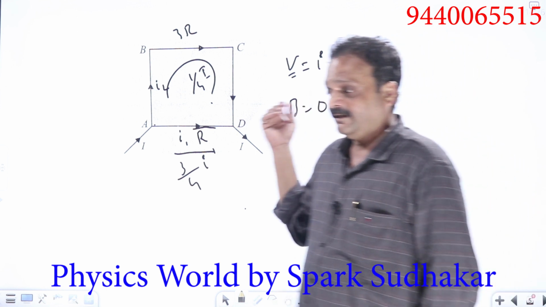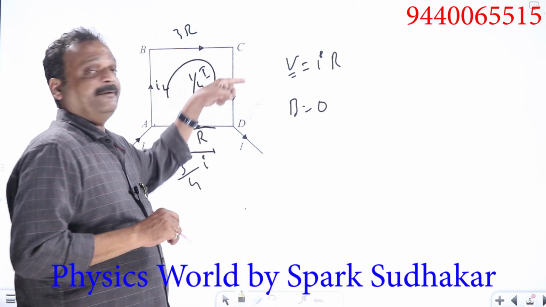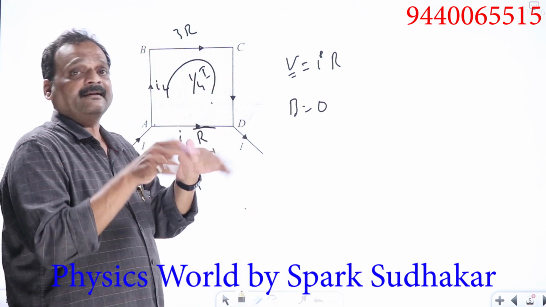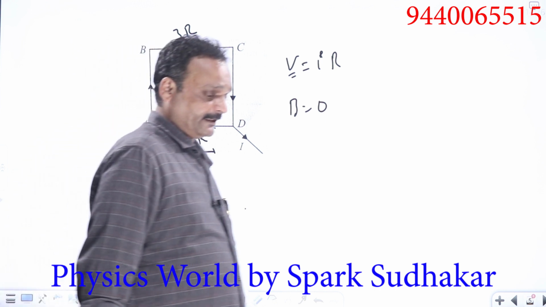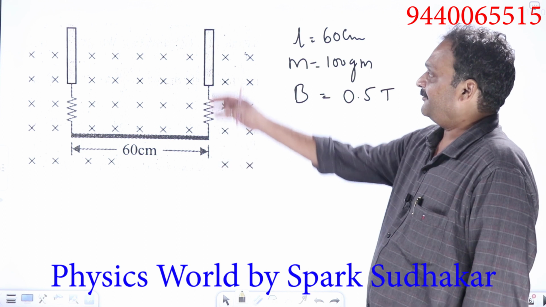This is one type of problem, where depending on the resistance, currents get split up and accordingly magnetic fields get produced. Now let us see one more problem. The configuration is like this.